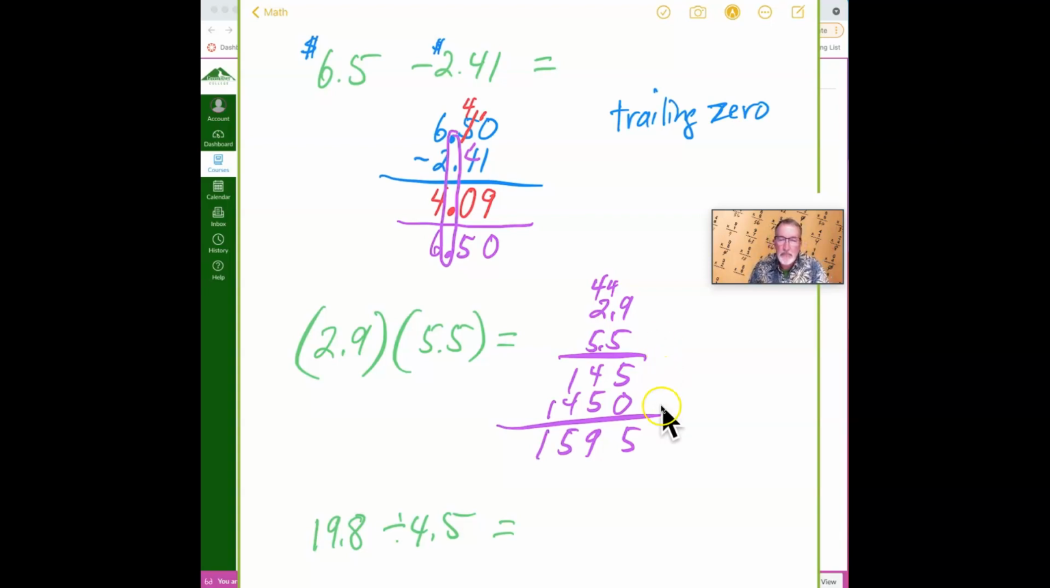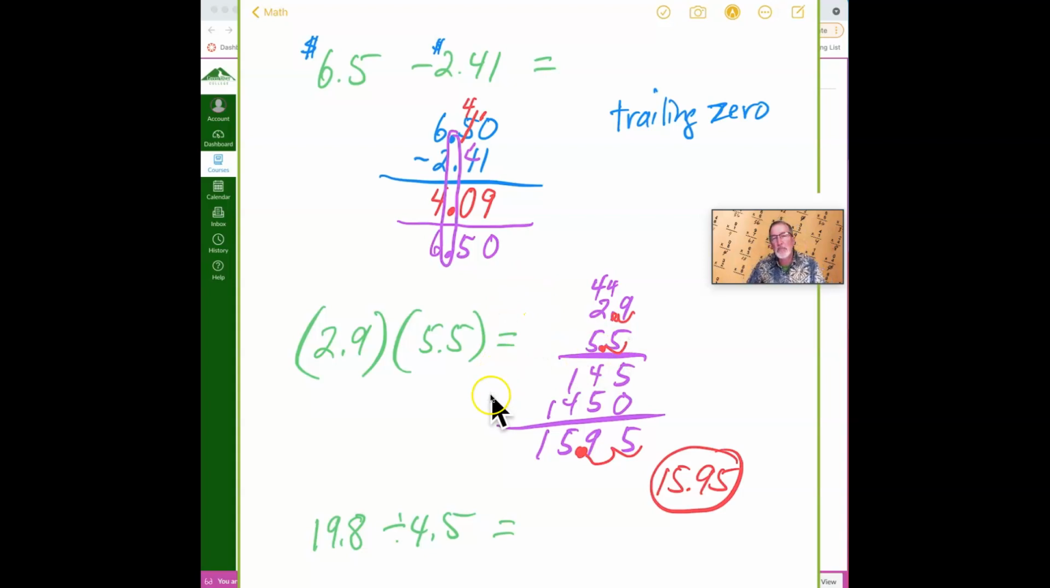And this is the preliminary answer. Now what we have to do is count our number of decimal places. And we have 1 decimal place over, 2 decimal places over. So in our answer, we have to go over 2 decimal places. So our final answer will be 15.95 or 15 and 95 hundredths.